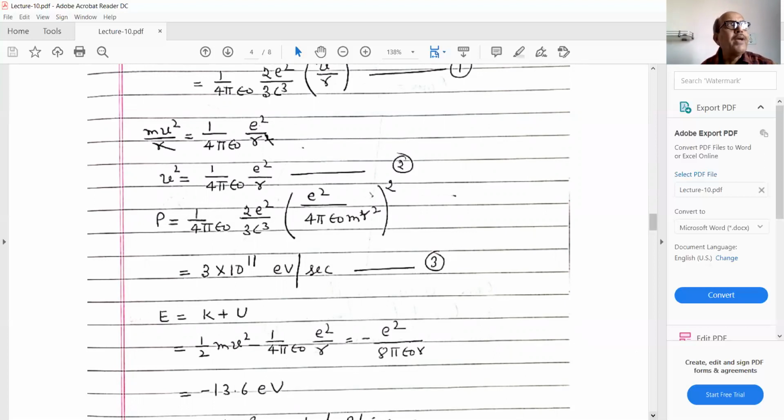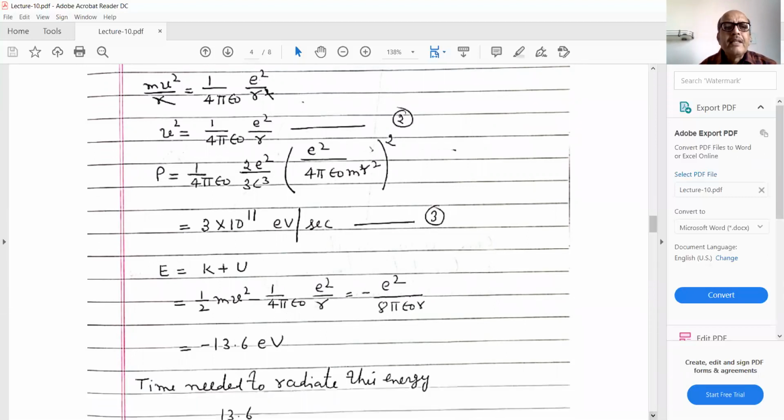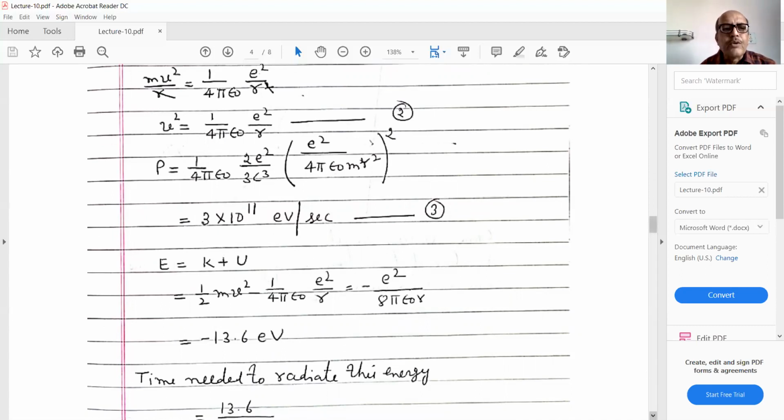And if you substitute all these values, you must have read it comes out to be minus RHC upon n square. R is called Rydberg constant, H is called Planck's constant, and C is the velocity of light. So either way you do it, the energy of the electron in its orbit comes out to be minus 13.6 electron volt. So this is the energy, and this is the rate at which the energy will be radiated out according to the basic principle of classical electrodynamics.